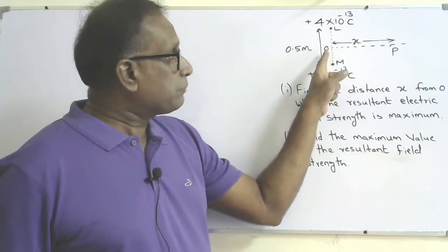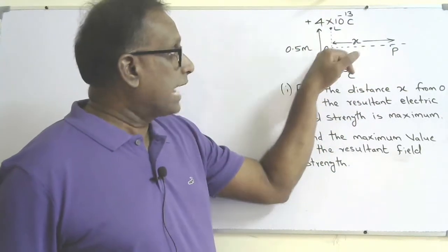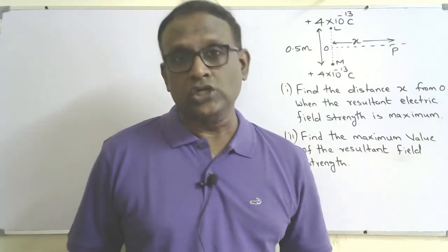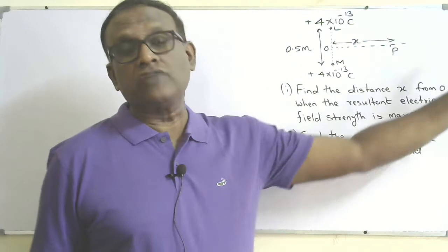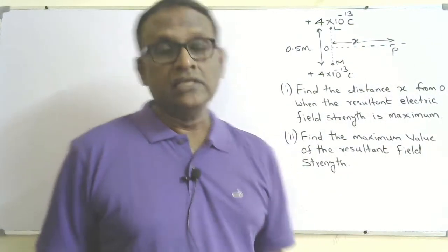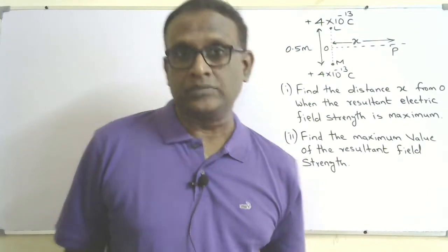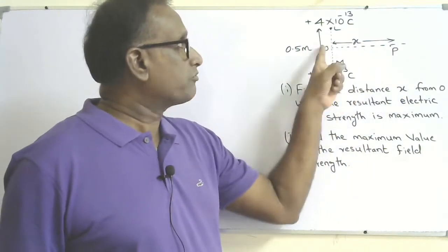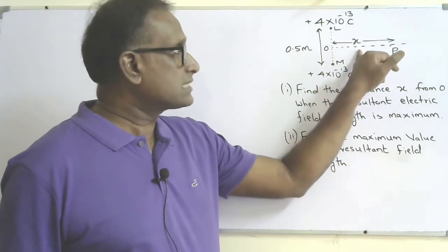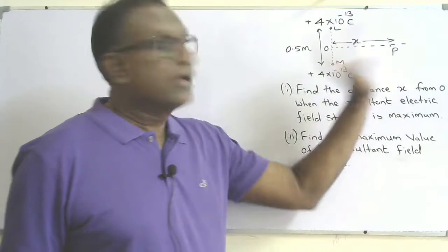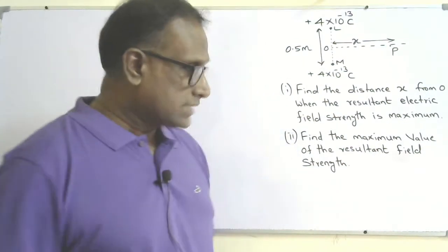You know that at point O, both carry the same magnitude of charge, so at O the electric field strength will be 0. Along the line OP, the strength of the electric field varies, and at point P, which is at a distance of x from O, the field strength is the maximum. The first part of the question is: find the value of x from O where the strength of the field is maximum. How do we answer this question?